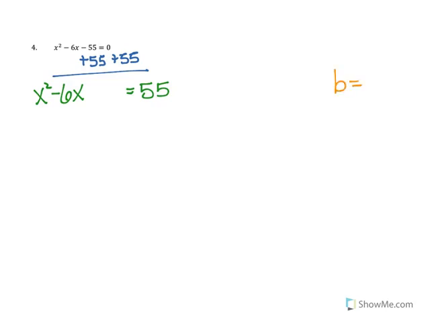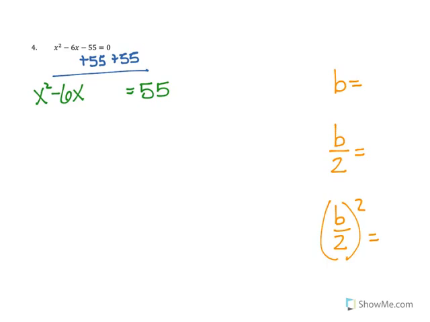Okay, on to our last example, which is example 4. So with example 4, we have to first isolate the x terms. So in order to do that, I need to add 55 to both sides of the equation. And always remember to leave that space so that you can add something in the next step. And in that first step, you also need to figure out your three b's. So b, b over 2, and b over 2 squared.